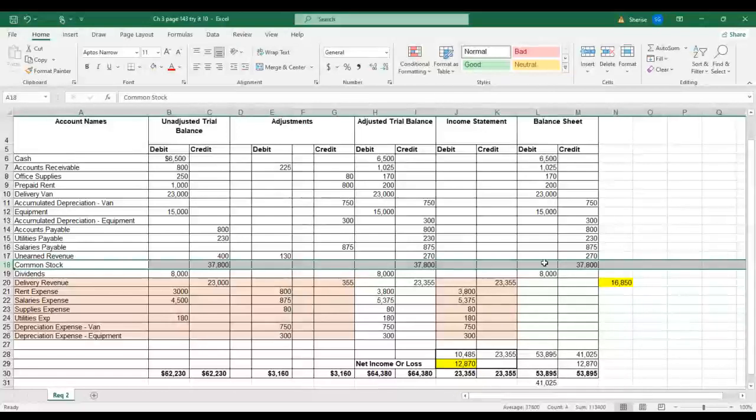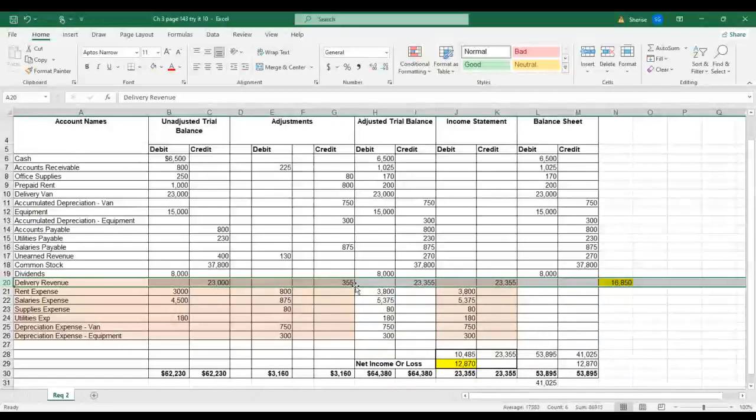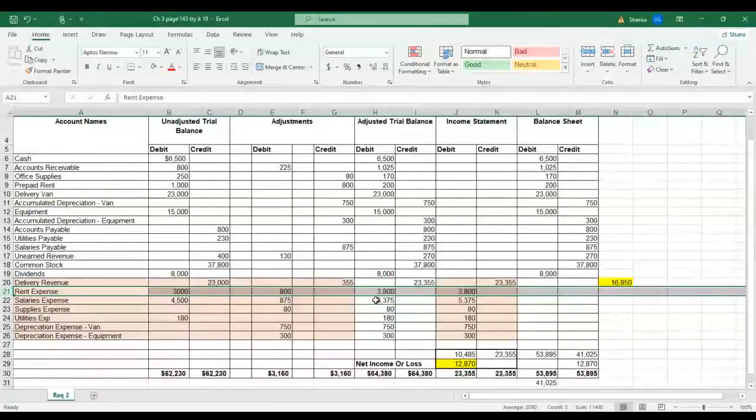There were no adjustments, so it stays the same throughout. Dividends, same thing, no adjustments. For delivery revenue, we started with $23,000. We had a credit of $355. So we're going to add that, and we're going to end with $23,355 as a credit. Rent expense. We started with $3,000 debit. We had an adjustment of an $800 debit. So we're going to add that together, and our adjusted balance is $3,800.